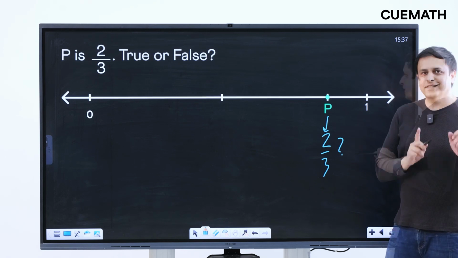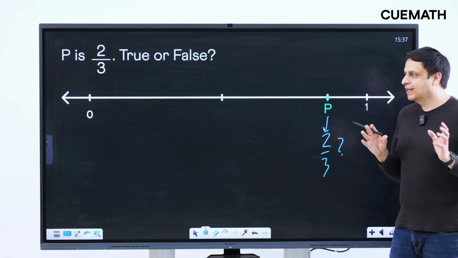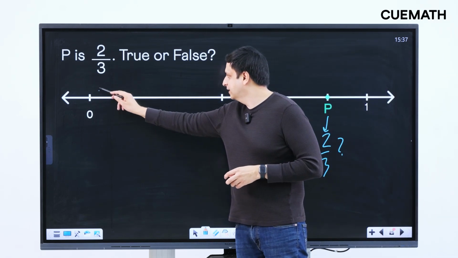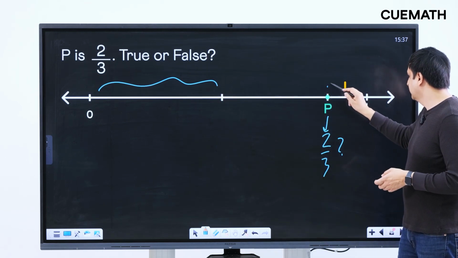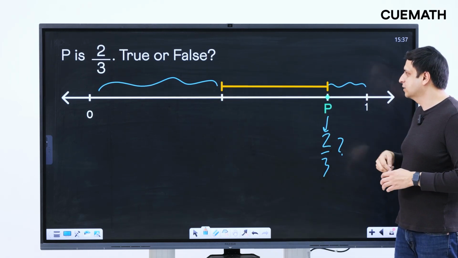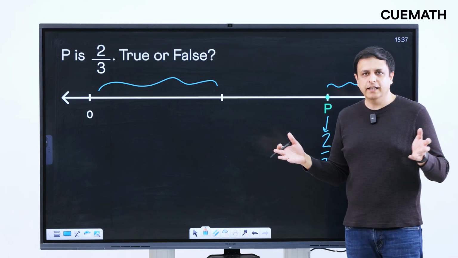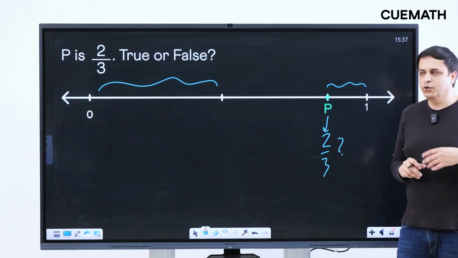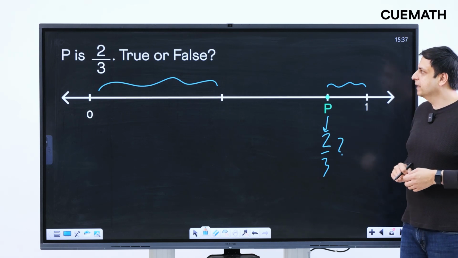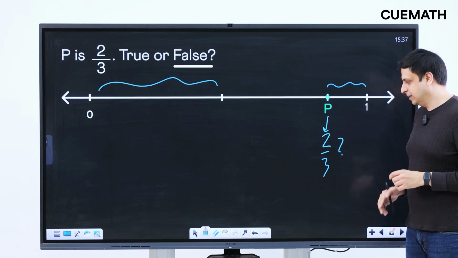Not really, because the lengths of the parts are not equal. So you can clearly see here that this part is longer, much longer than this part here. This part's also unequal. So the part lengths are unequal, and therefore you cannot really say that this is 2 over 3. So the statement P is 2 over 3 is false.